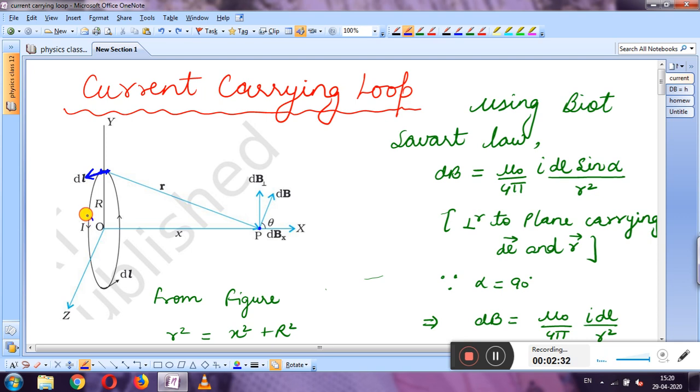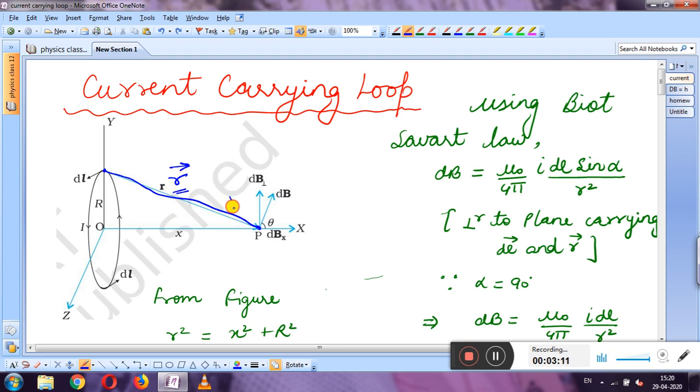We can find that direction with the help of the direction of current, because the direction of current in the loop is flowing like this, in this way. Then at this point the dl will have a direction like this, which we can find out by drawing a tangent, like we studied in the Biot-Savart law. After that, from this small current element we have connected a line to point P, and the distance between the current element and point P, where we have to find the field, we have taken equal to r, and in vector form you can say it is r vector.